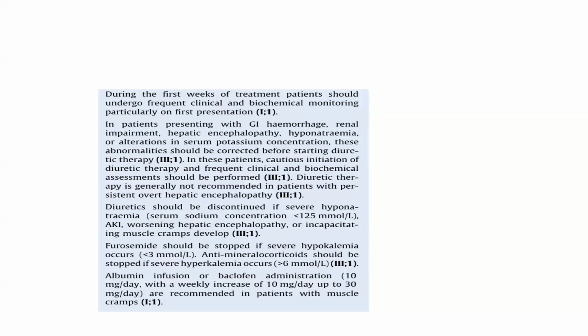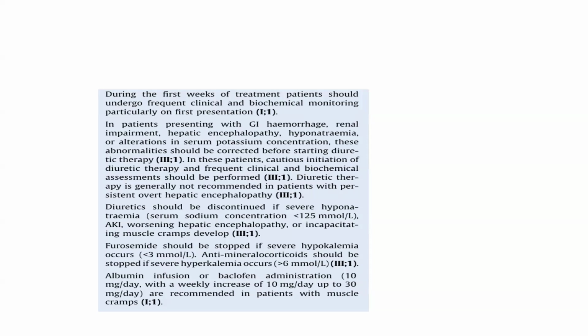During the first week of treatment, patients should undergo frequent clinical and biochemical monitoring, particularly on first presentation. In patients presenting with GI hemorrhage, renal impairment, hepatic encephalopathy, hyponatremia, or alteration in serum potassium concentration, these abnormalities should be corrected before starting diuretic therapy. In these patients, cautious initiation of diuretic therapy with frequent clinical and biochemical assessment should be performed. Diuretic therapy is generally not recommended in patients with persistent overt hepatic encephalopathy.